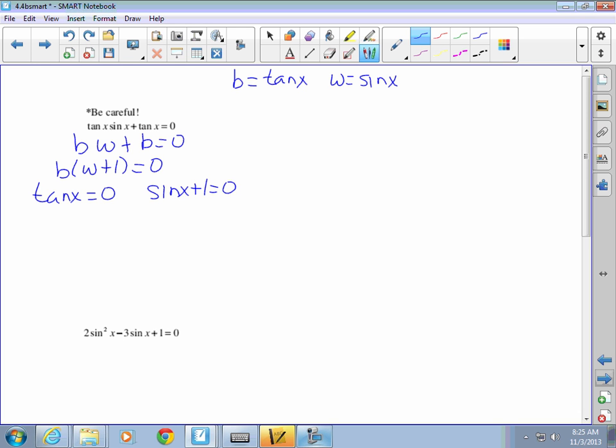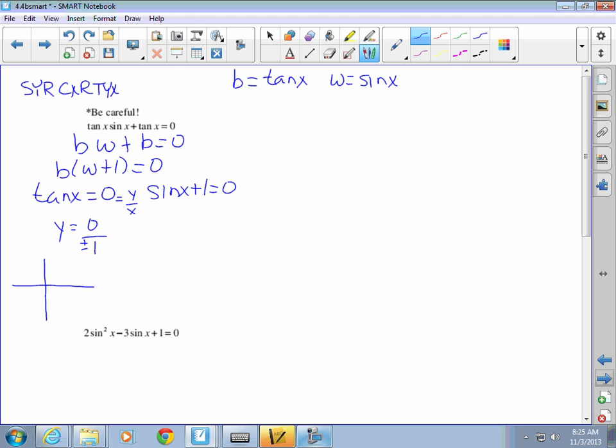Okay, so tangent x is equal to 0. So tangent, I know, is the same as, if I'm using SOH-CAH-TOA, this is y over x. So that means that for this one, my y is going to equal 0, and my x is 1, but it could be a positive 1 or it could be a negative 1.